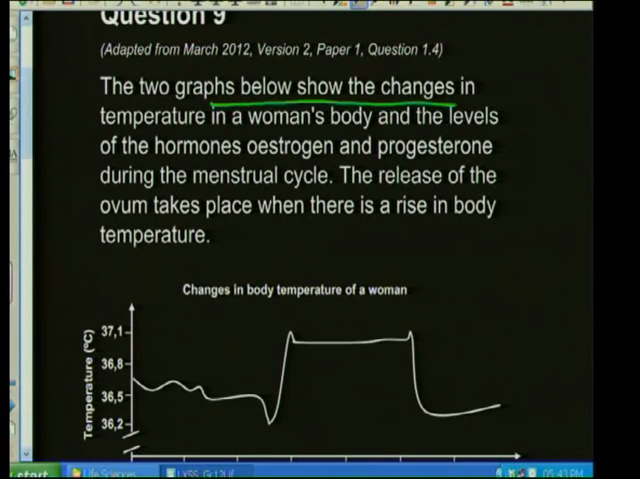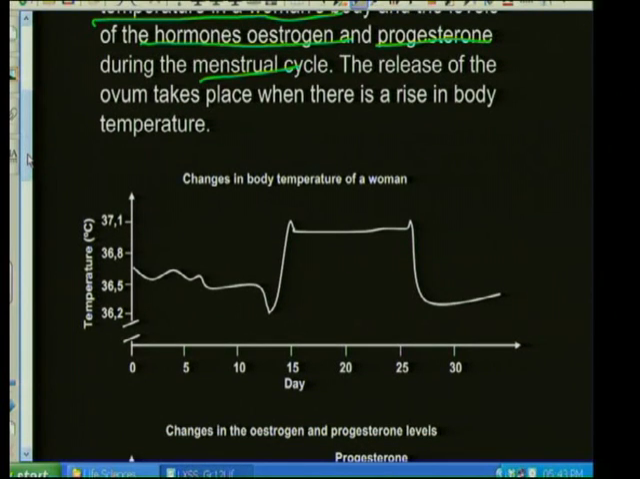That takes us to question 9. Again, a graph question. This question, very favorite part of the examiners. They like to ask questions on reproduction with graphs. Two graphs below show the changes in the temperature in the woman's body, moving away from the hormones now to temperature, and the levels of the hormones, estrogen and progesterone, during the menstrual cycle. So now they're showing you a link between temperature and the hormones as well.